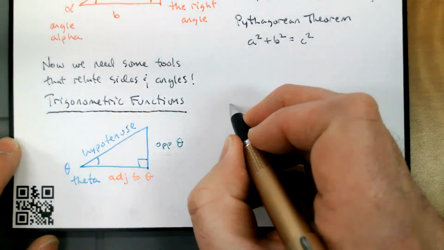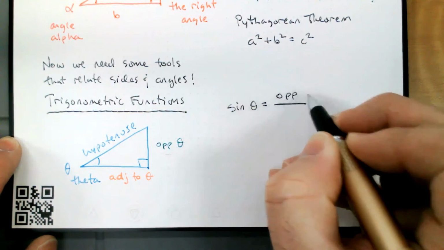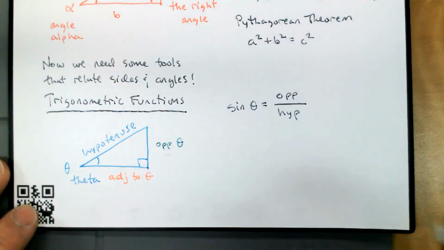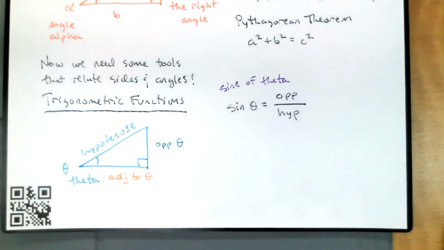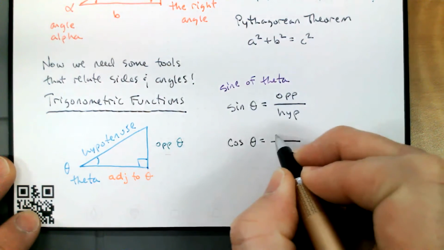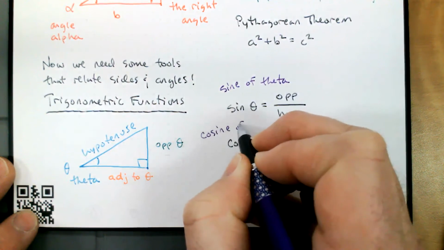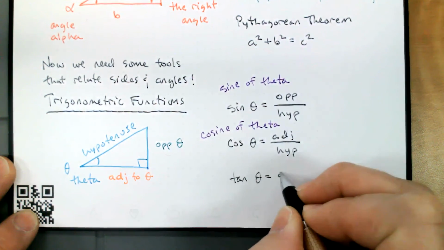Now we can define our trig functions. The sine of theta. Anyone know this one already? The sine of theta is opposite over hypotenuse. When you see this symbol, we abbreviate sine as S-I-N. The full word is S-I-N-E. This is sine of theta. Sine of theta is opposite over hypotenuse. Cosine of theta is adjacent over hypotenuse. And tangent of theta is opposite over adjacent.